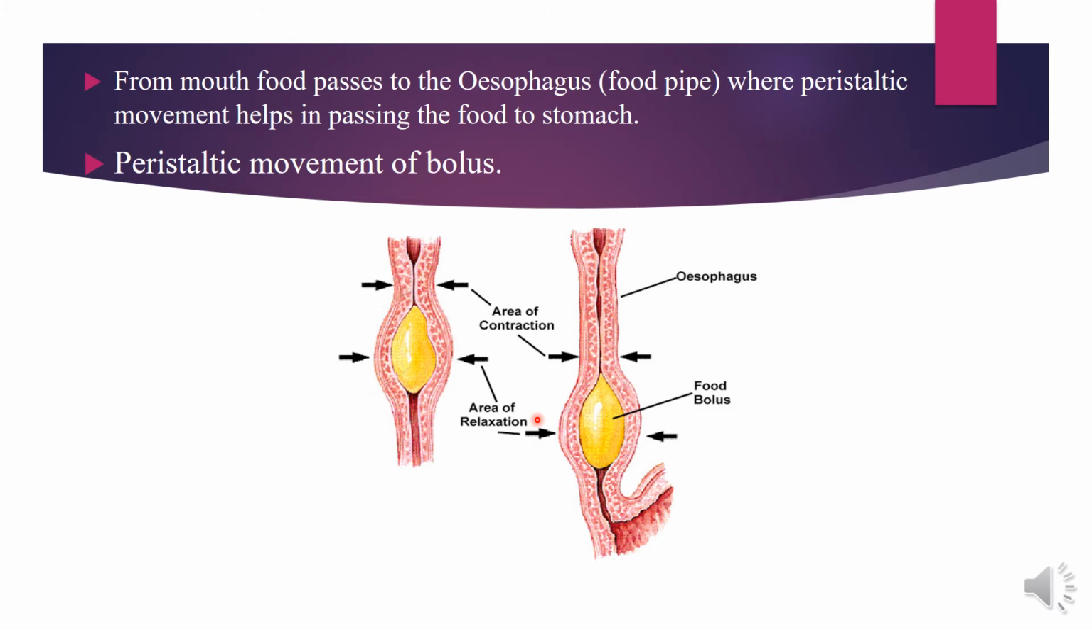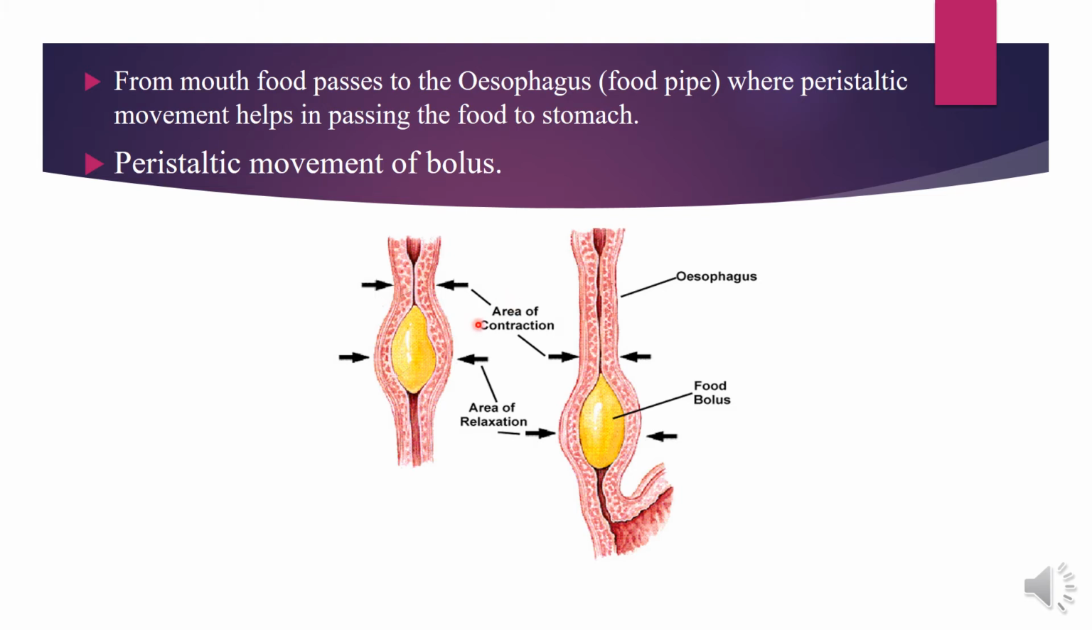There are two kinds of smooth muscles in the esophagus, students. The inner layer consists of circular muscles and the outer layer consists of longitudinal muscles. You can see the contraction and this is the relaxation. The contraction and relaxation of these muscles bring in a wave-like motion that propels the food bolus into the stomach. This action is called peristalsis. This is the peristaltic movement.